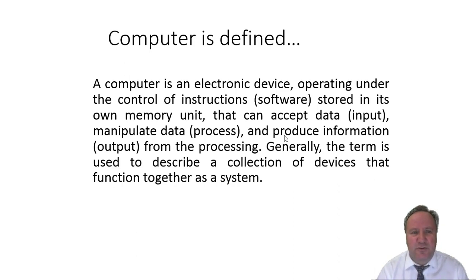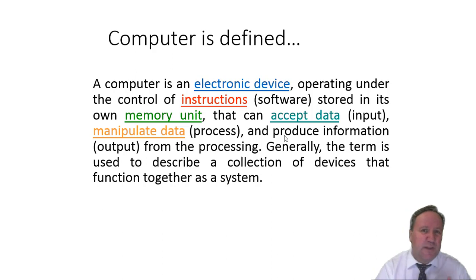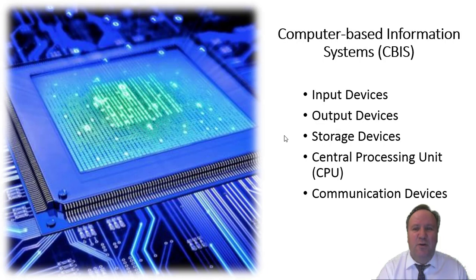So what is a computer? Let's define a computer. A computer is an electronic device operating under the control of instructions, right, that is in the form of software. We'll talk in more detail about those in the following units. And stored in its memory unit, that can accept data, which is the input phase, and manipulate data, which is the processing. We have just talked about it, and then produce this information, which we call output, right? That's the definition of a computer.